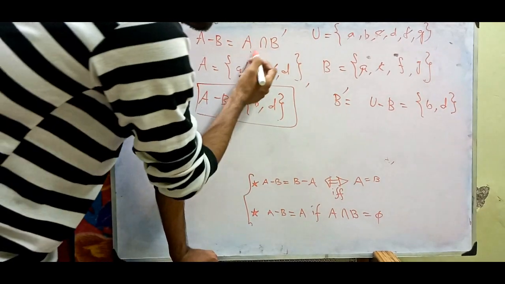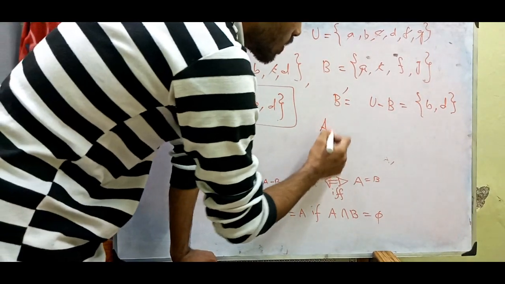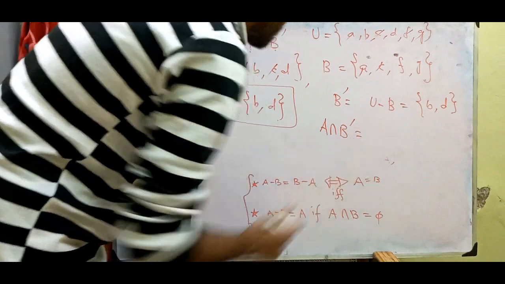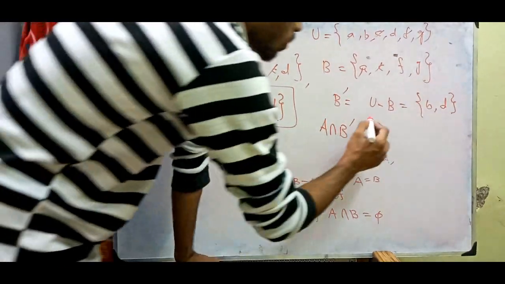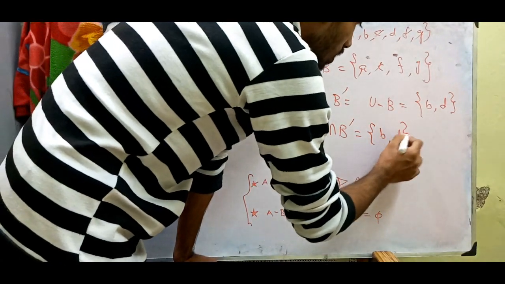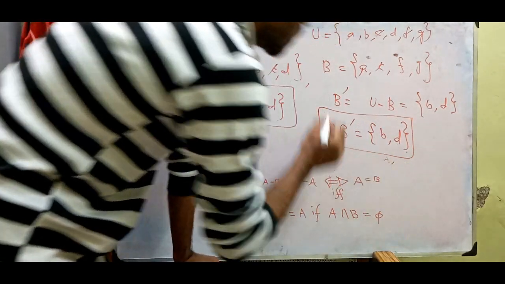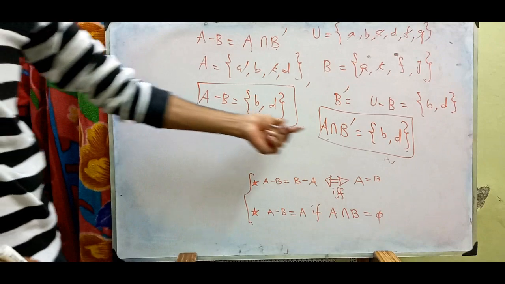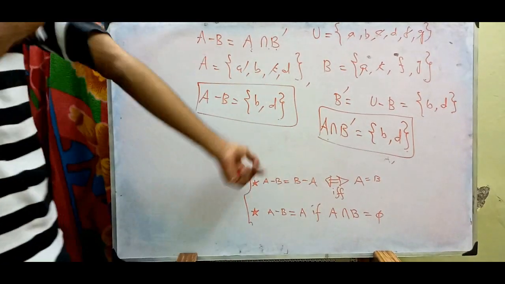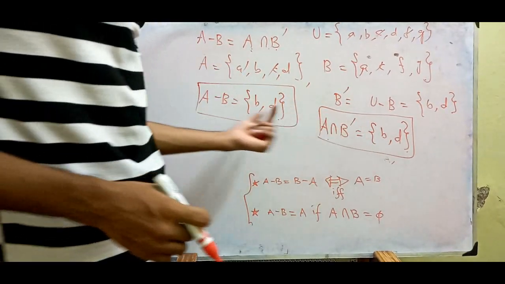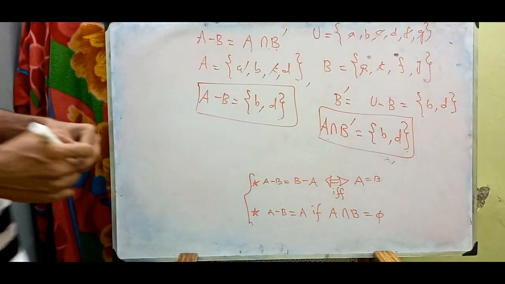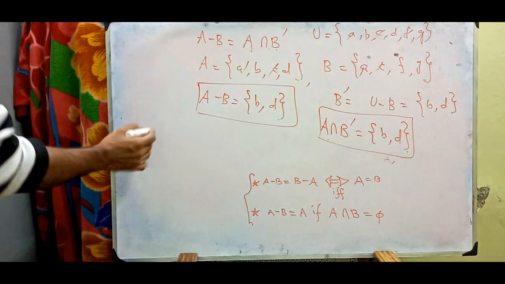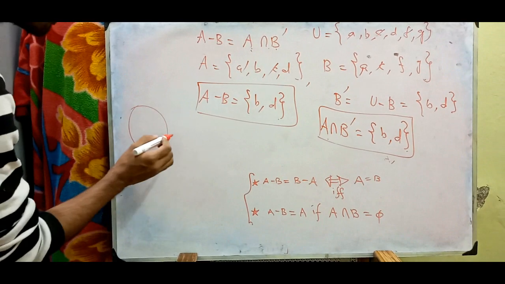Now we have to intersect with A. So A intersection B dash is nothing but you have to intersect with this. Only the same elements are going to come, and that is b comma d. See, A minus B and A intersection B dash are the same. This contains two elements, and this also contains two elements. Okay, what if we do this diagrammatically?